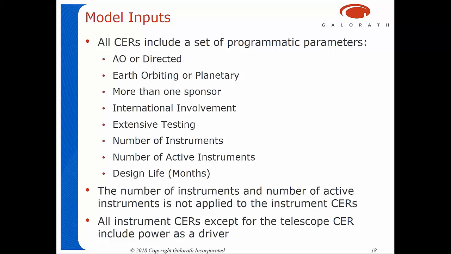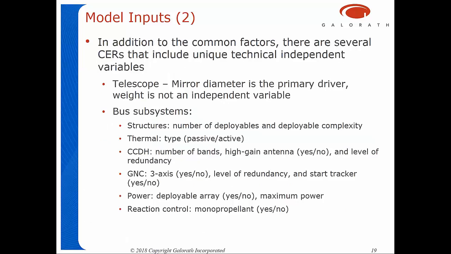It especially affects the power subsystem, which can affect the number of batteries or the power of the batteries that you need. All the CERs included power as a driver except for telescopes. And telescopes are a little unique in that they are not strongly associated with weight, but rather with mirror diameter as their primary cost variate.